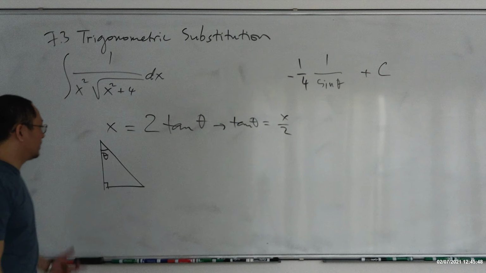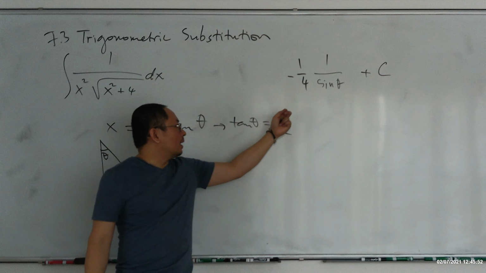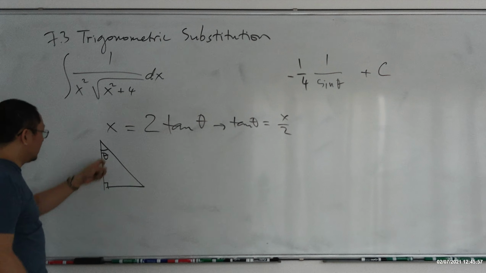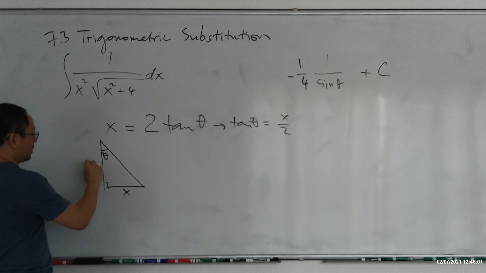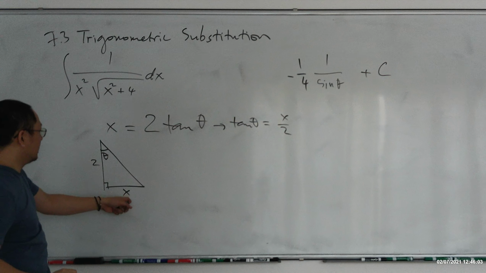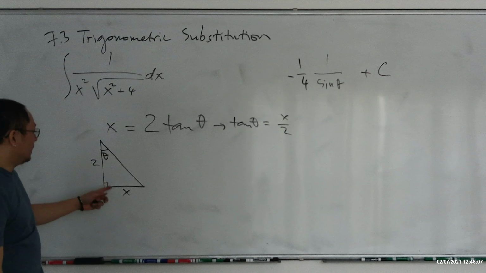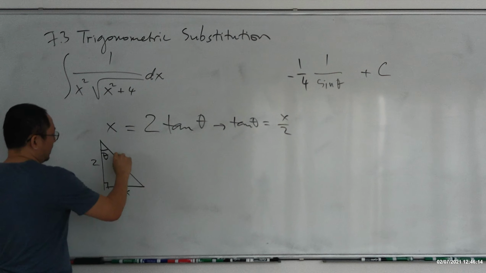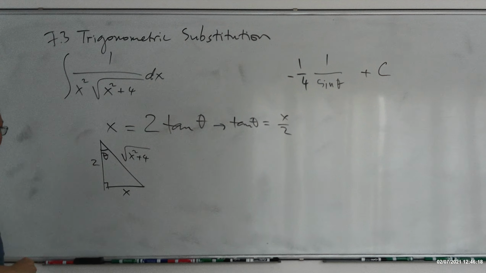And I'm going to use some trigonometry in here. Tangent is opposite over adjacent. So this is the angle theta right here. The opposite is x, the adjacent is 2, and tangent theta makes sense: x over 2. Okay? So using the Pythagorean theorem, this is 2, this is x. The hypotenuse is going to be the square root of x squared plus 2 squared, so square root of x squared plus 4. This is the side.